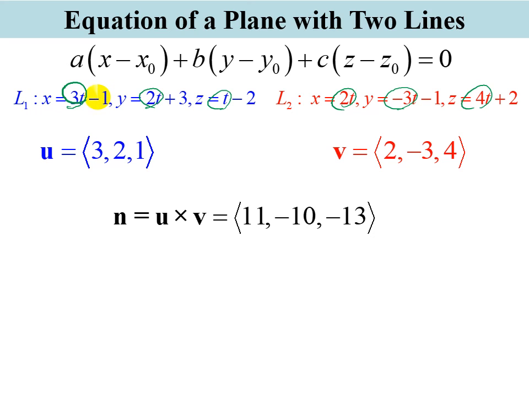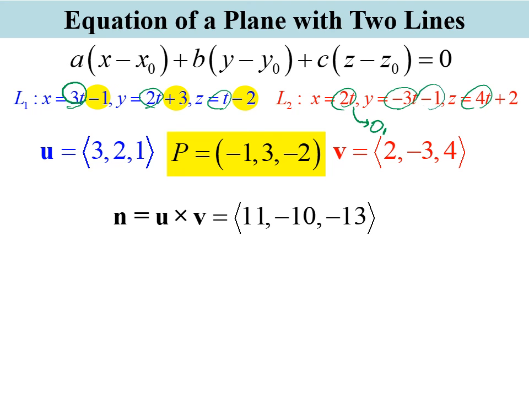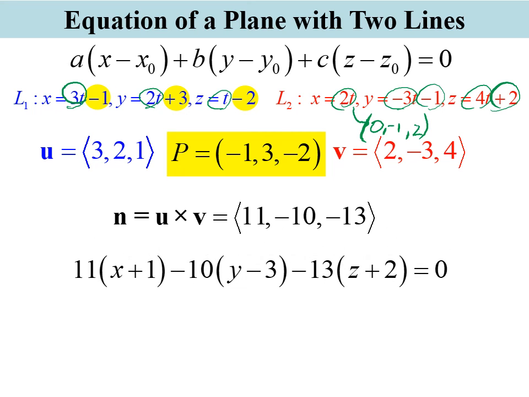Now for a point, we could use this point from line 1, or we could have used this point from line 2. So either one. And here's what it would look like using point P. And then when we simplify that, we get the standard equation.